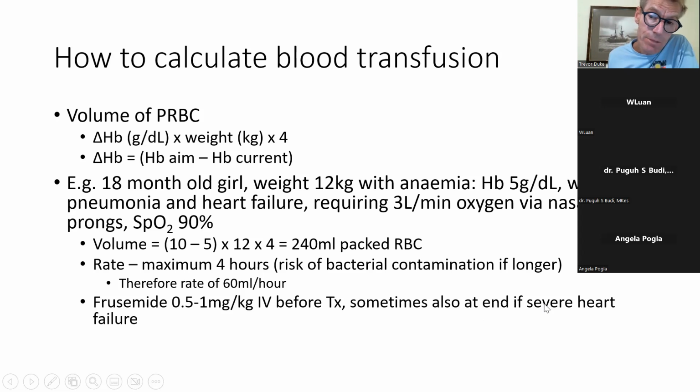And if at the end the child had not passed enough urine to start with, or if their heart failure or their oxygen saturation was no better, or if it was any worse, then you'd give them another 0.5 to 1 milligram per kilogram of frusemide. So you need to be flexible, but you need to monitor the child throughout the transfusion to decide whether you're going to give another dose of frusemide at the end of it.